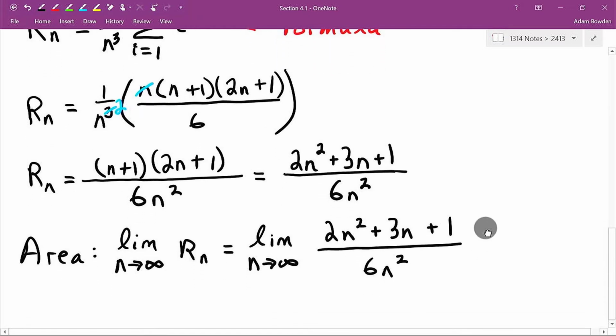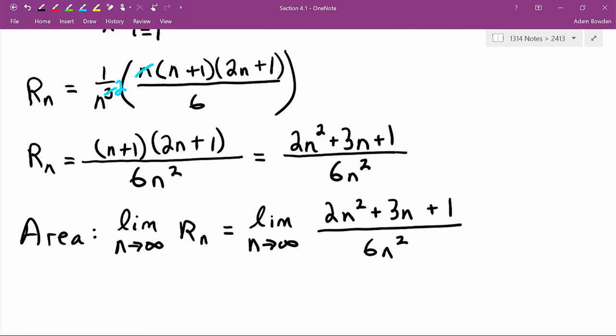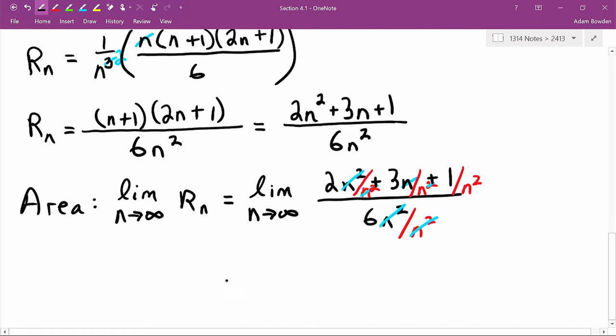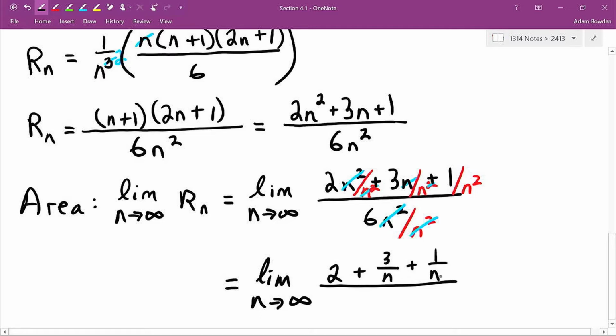In an earlier section, we covered how to evaluate this type of limit. Basically, what we can do is divide all terms by the highest power of n in the denominator. So we're going to divide through everything by n squared. That way we can reduce this down a little bit and evaluate the limit. This limit would equal the limit as n goes to infinity of 2 plus 3 over n plus 1 over n squared, all over 6.